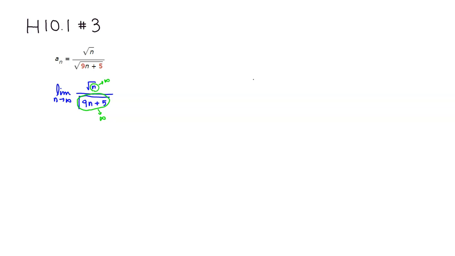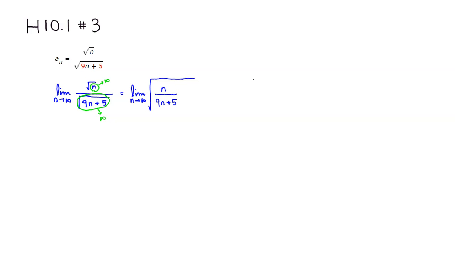Since both have a square root on top and bottom, maybe we can just write a single square root. So you have the limit as n approaches infinity of a big square root. There's no point in writing two of them, right? So you have an n on top, and then we have a 9n plus 5. And we still have an infinity over infinity situation. We have to fix that.